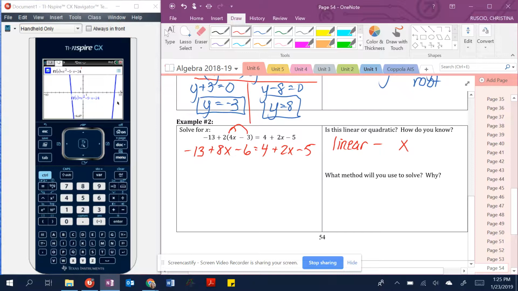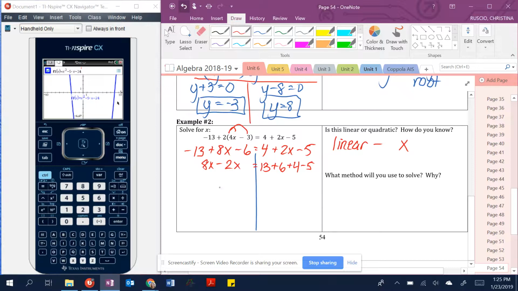All right, I'm going to do some sorting. Let's sort. There's so many terms here. I think sorting is going to be fabulous. So -13, that's a constant, gotta go. 8x has a variable, you get to stay. -6, that's a constant, you gotta go. And remember, when you gotta go, you gotta switch the signs. You thought I was gonna say something else, didn't you? 4, let's bring that down. Plus 2x, gotta go, make it negative. And the -5, you are where you're supposed to be, bring it down.